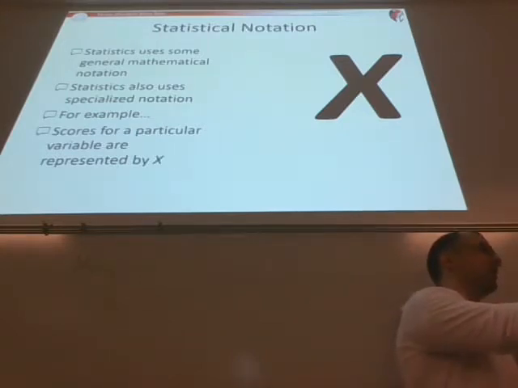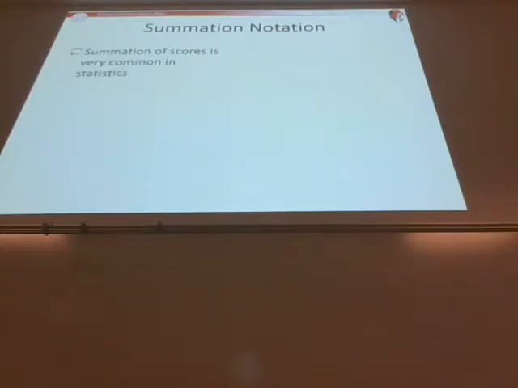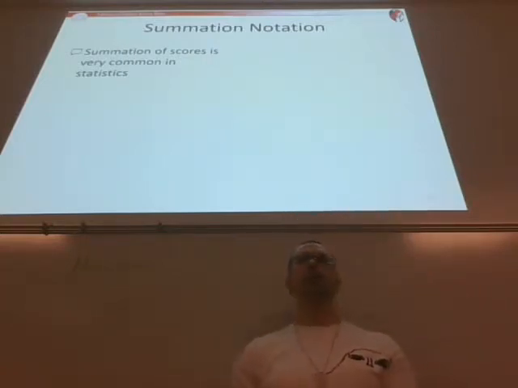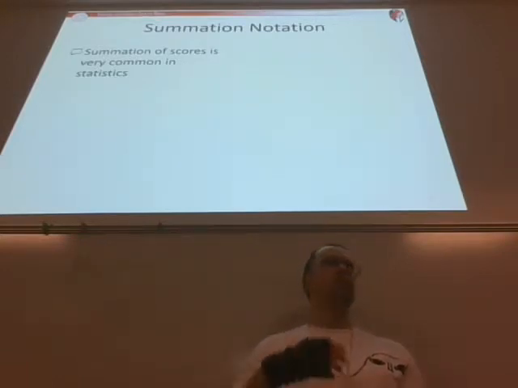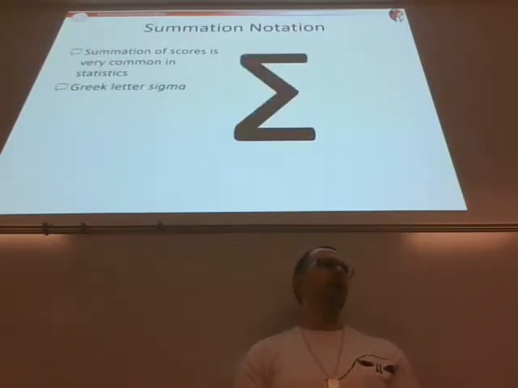The second one is summation notation. And summation of scores is super common in statistics. So much of statistics starts with taking all your scores and adding them together. So summation is used so often in statistics that it got its own special symbol, and it got the symbol for the Greek letter sigma, and that is the symbol right there.